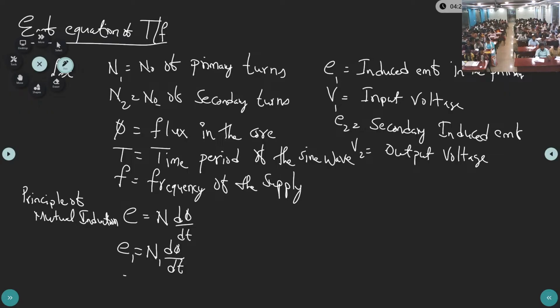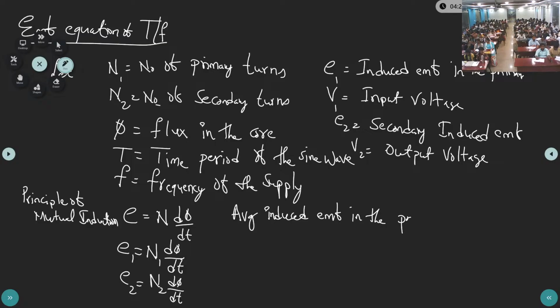E2 is equal to the secondary induced EMF, N2 dφ by dt. Now, the average induced EMF in the primary winding is how much? E average is equal to N1 dφ by dt.